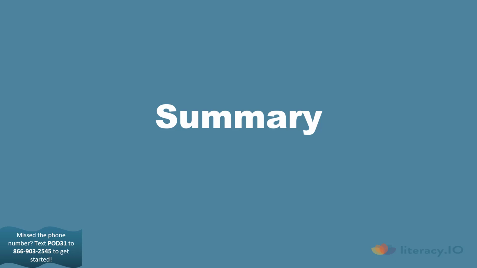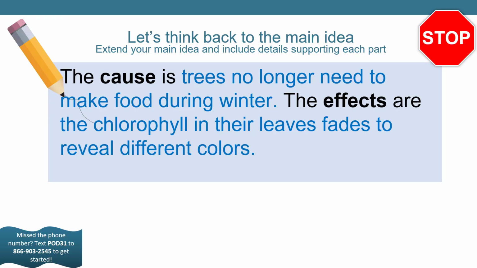Now let's extend our main idea to write a summary of the passage. We first have to think back to the main idea we wrote. We said the cause is trees no longer need to make food during winter. The effects are the chlorophyll in their leaves fades to reveal different colors. Now let's add a few details to our cause and to our effect in order to create a summary. Pause your videos and discuss it with your adult partner. When you're ready, press play.